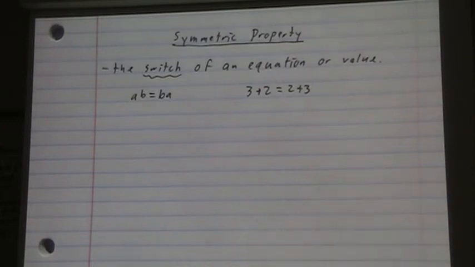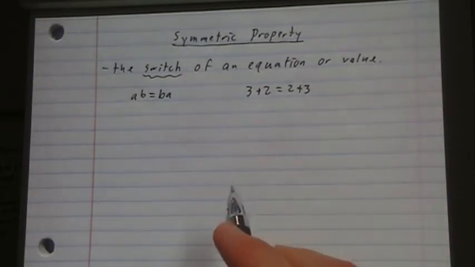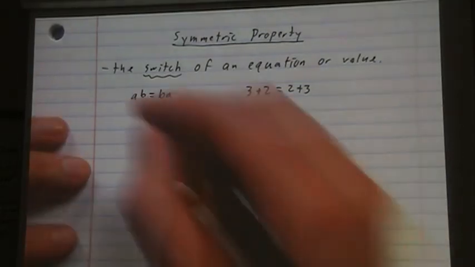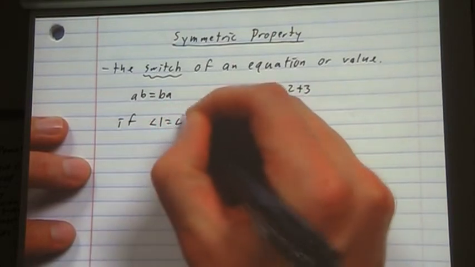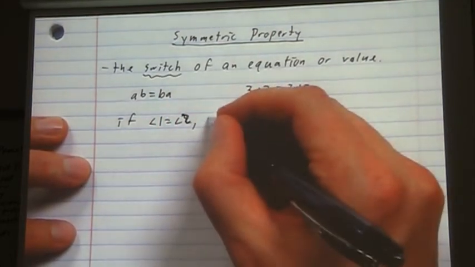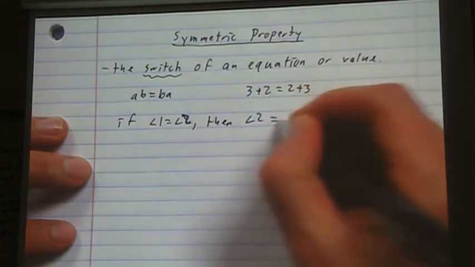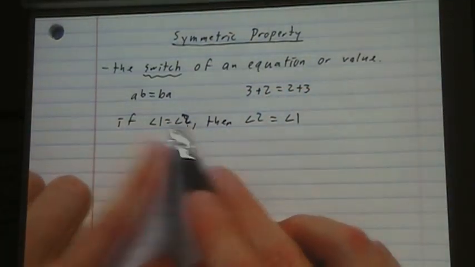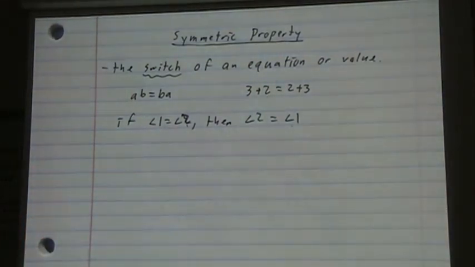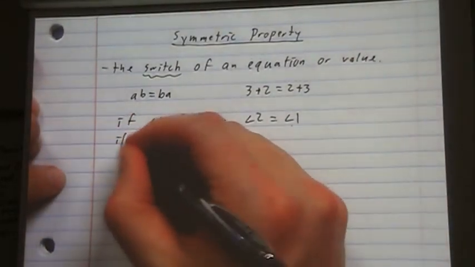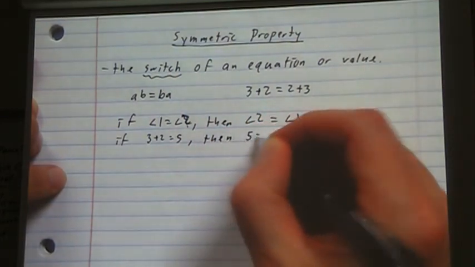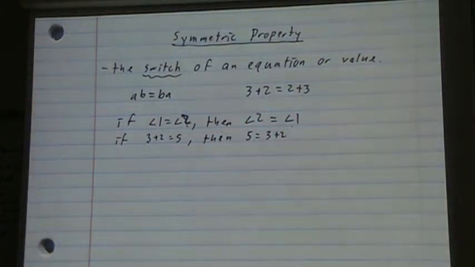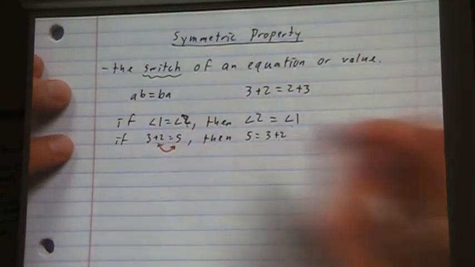You could also flip the whole equation around. Like if angle 1 equals angle 2, then angle 2 equals angle 1. So here we flip-flop the whole equation around. The left side with the right side, we flipped it around. You can also go like this. If 3 plus 2 equals 5, then 5 equals 3 plus 2. See how we do that? Again, we're just flipping around those two pieces.